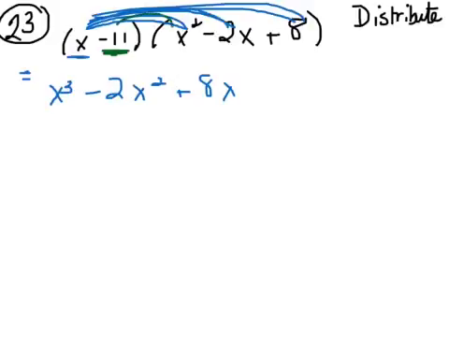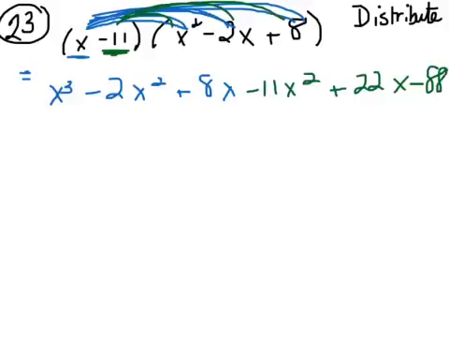Negative 11 times x squared is negative 11x squared. Negative 11 times negative 2x, and negative times a negative is going to give you a positive. 11 times 2x is going to give you 22x. Okay, and then negative 11 times a positive 8, and negative times a positive is a negative. 11 times 8 is 88.